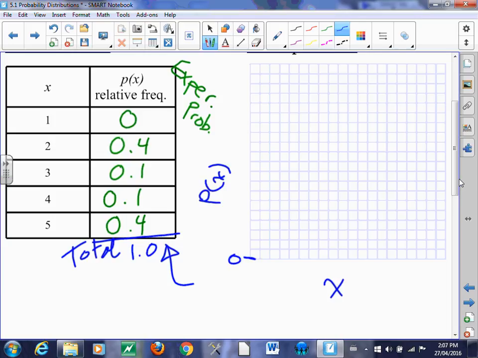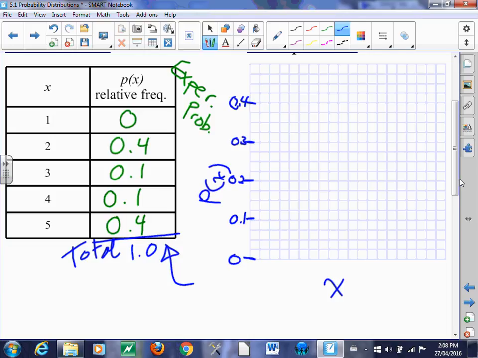So 1, 2, 3, 4, 0.1. 1, 2, 3, 4, 0.2. 1, 2, 3, 4, 0.3. 1, 2, 3, 4, 0.4. Okay, just to spread it out, because you want to make sure you can visually see it.